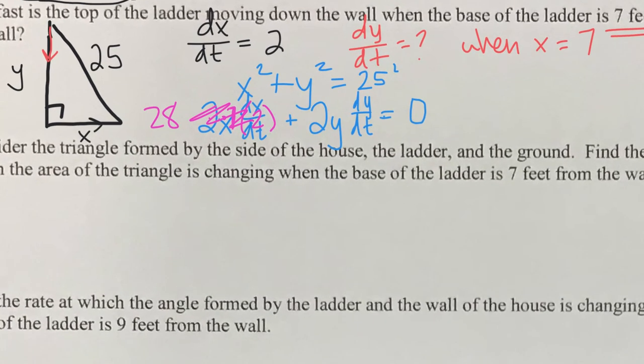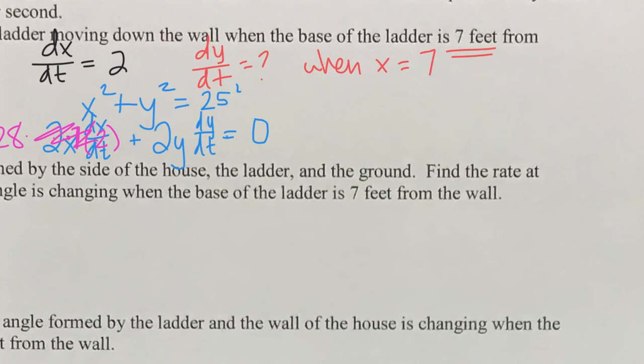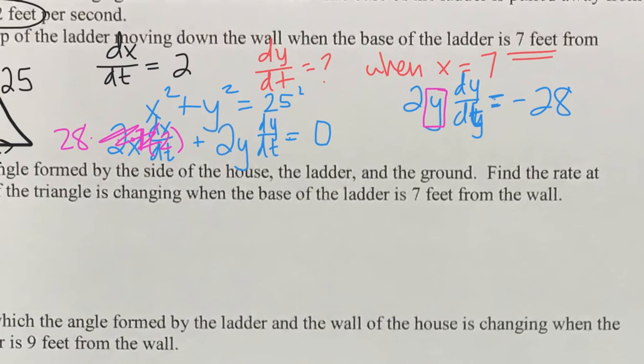Now, if we want to solve for dy/dt, we're going to subtract the 28 to the other side, giving us an equation that looks more familiar like this: 2y dy/dt equals negative 28. Okay, there's one piece of information that I need to figure out real quick, and that is, what is the y value? If we could figure that out, then we have our dy/dt. We can divide both sides by that, and we will be done.